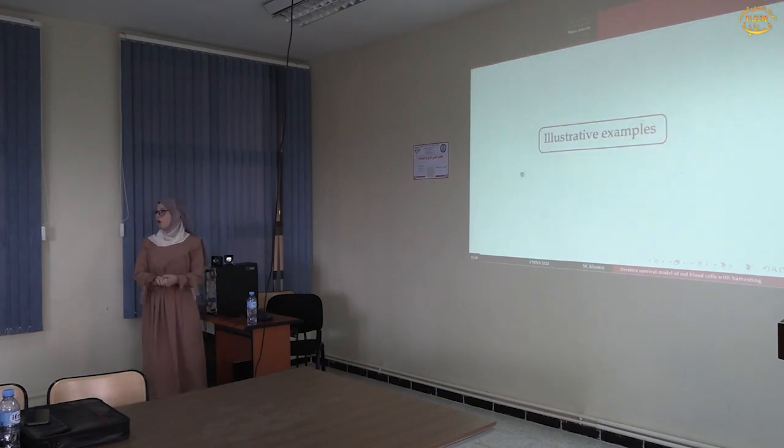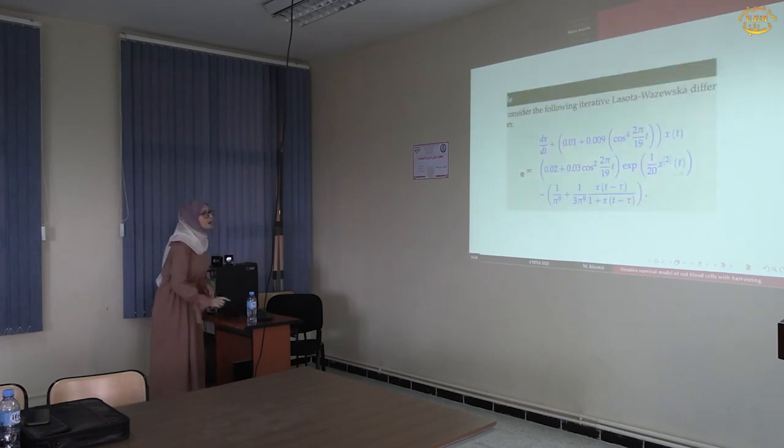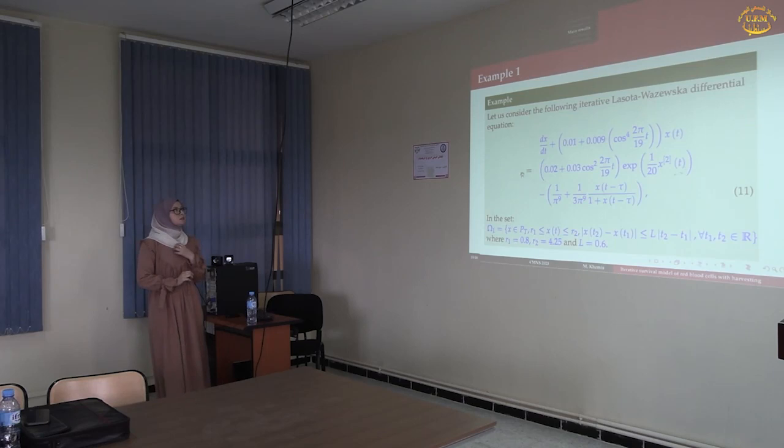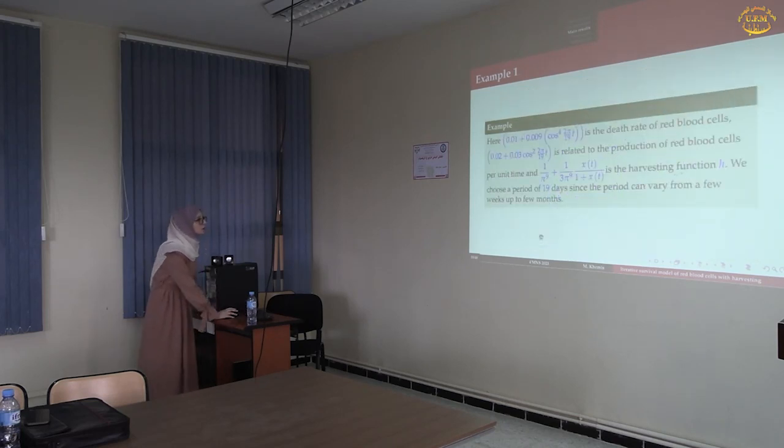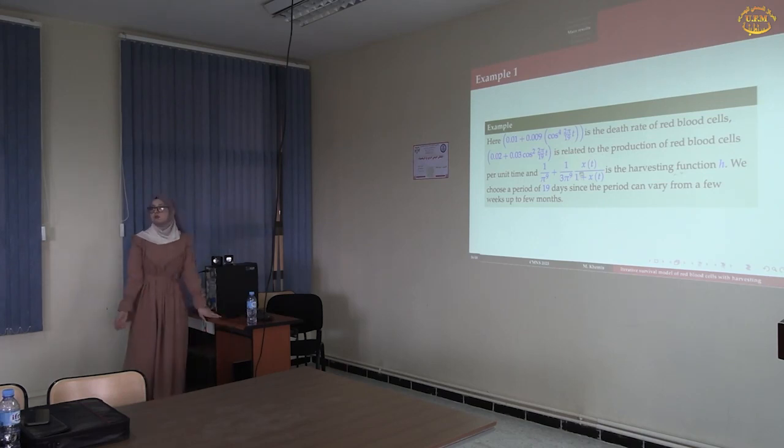To validate our obtained results, I will present two illustrative examples. In the first one, let's consider the following iterative differential equation given by expression 11 in the subset omega 1. Here, this term is the loss rate of red blood cells. This one is related to the production of red blood cells per unit time, and this is the harvesting function. We choose a period of 19 days, since the period can vary from a few weeks up to a few months.